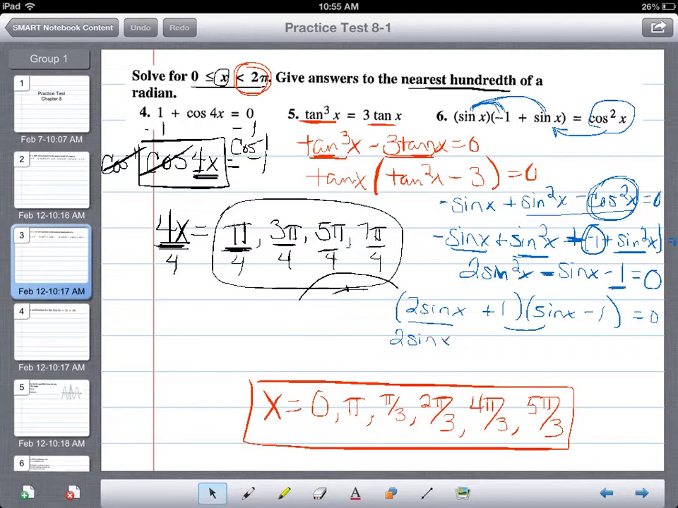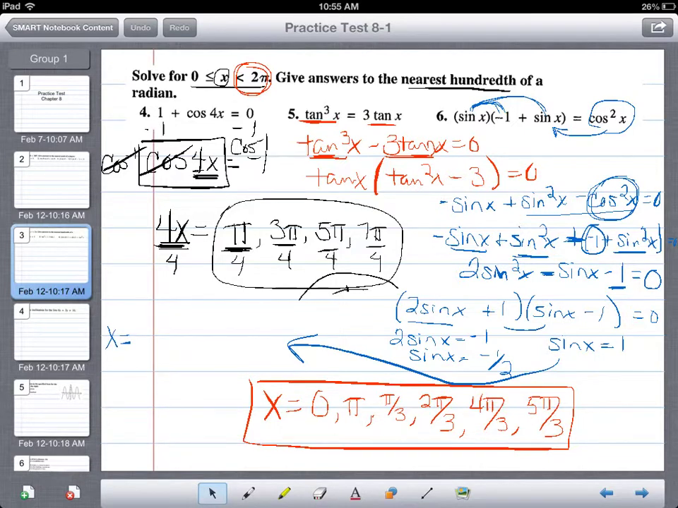So 2 sine x equals negative 1, so sine x is negative 1/2, and then over here I have sine x is equal to 1. So I'm going to solve it over here just so you guys can follow. So now what does x equal?